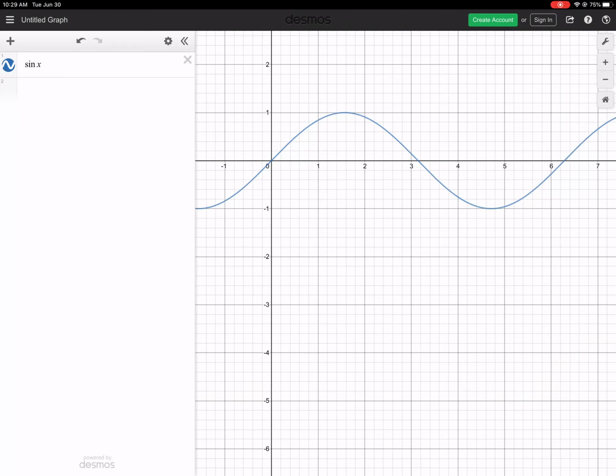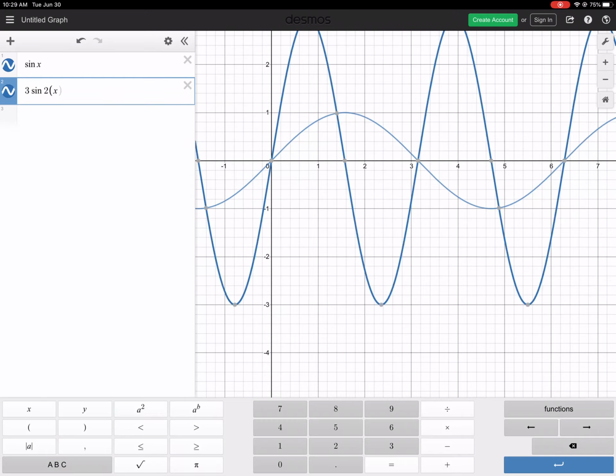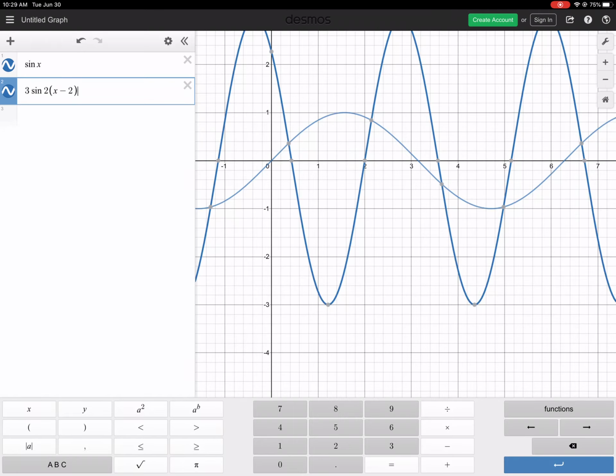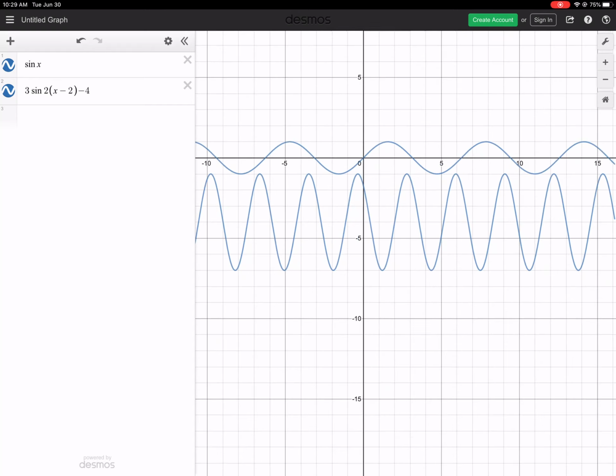Finally, let's put this all together, and we're going to see what happens when I take 3 times the sine of 2 times x minus 2, minus 4. And I get a completely different looking graph because of these changes that I've made. I've done all those 4 changes in one fell swoop. With that, that's how you do it.